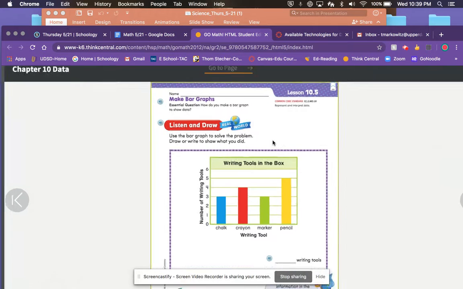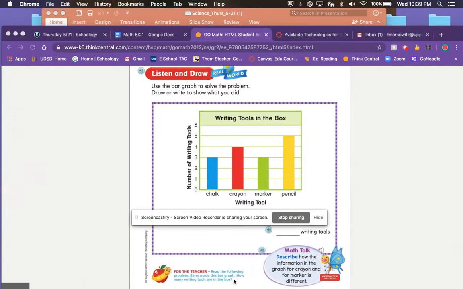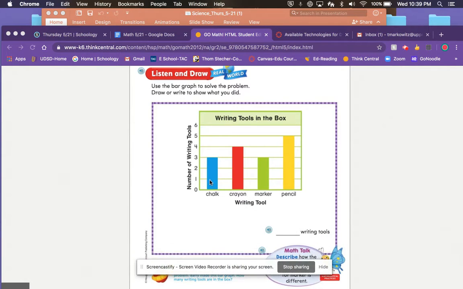Okay, use the bar graph to solve the problem. Draw or write to show what you did. Okay, if you go down to the bottom, you'll see the teacher's part. Barry made this bar graph. How many writing tools are in the box? So we have chalk, crayons, markers, and pencils. The numbers are along the side.